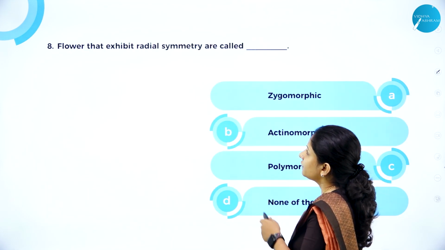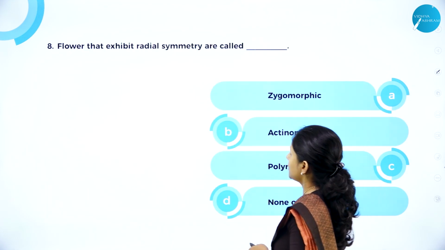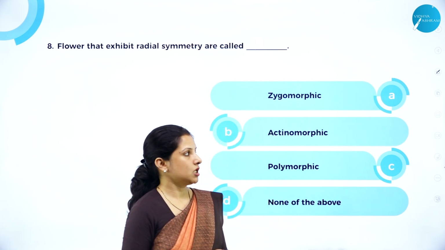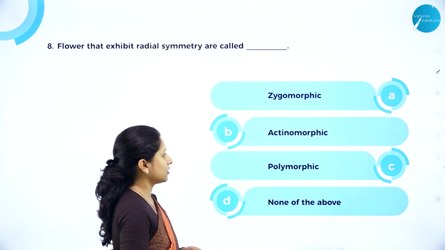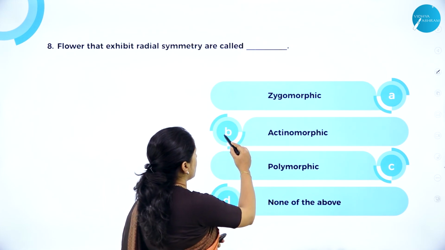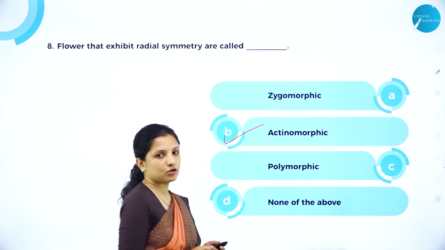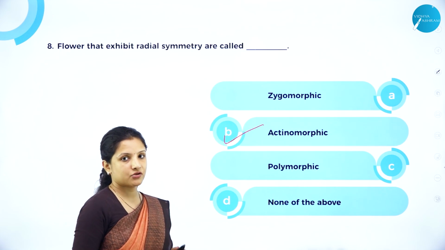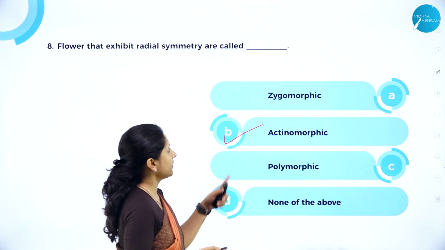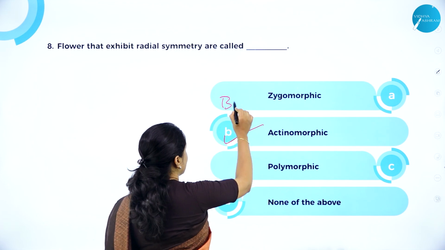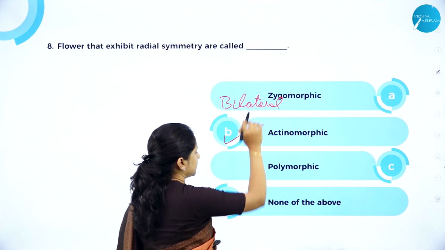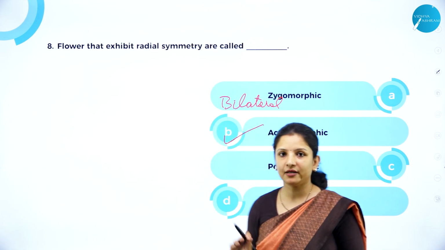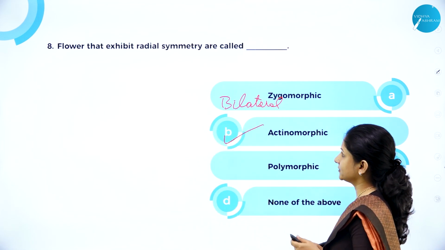Next question. Flower that exhibits radial symmetry are called radial symmetry. So, are they called zygomorphic, actinomorphic, polymorphic or none of the above? It is actinomorphic. So, radial symmetry is actinomorphic. Bilateral symmetry is zygomorphic. Actinomorphic and zygomorphic is bilateral symmetry. And there is nothing like polymorphism. It's there, the word is there, but it is not apt for this answer.